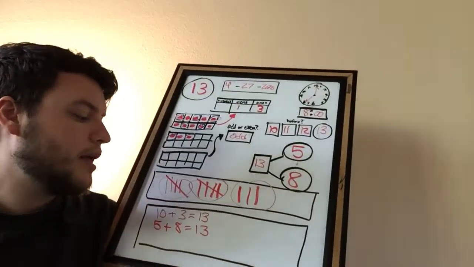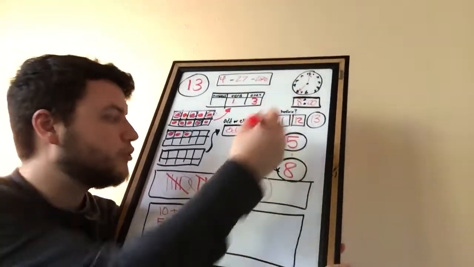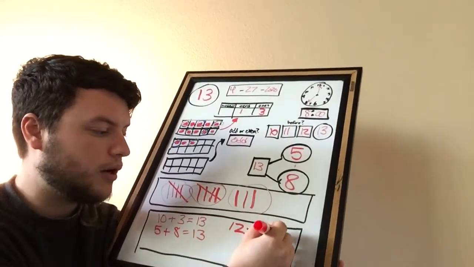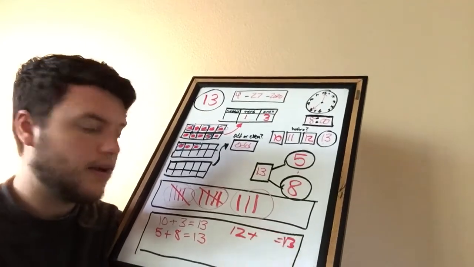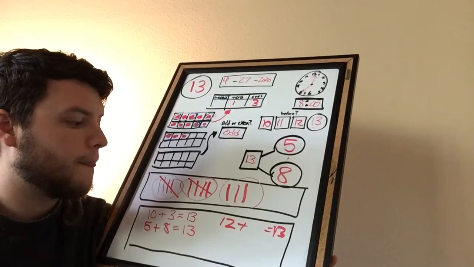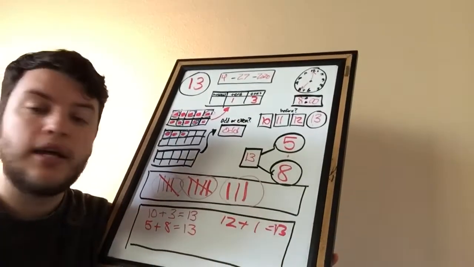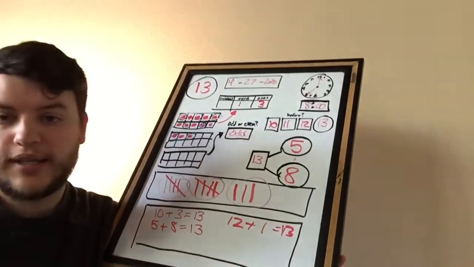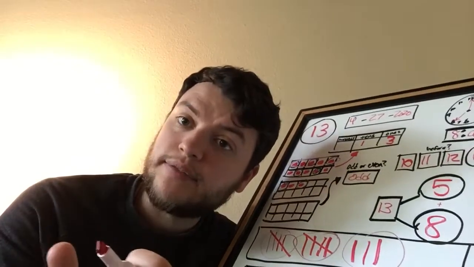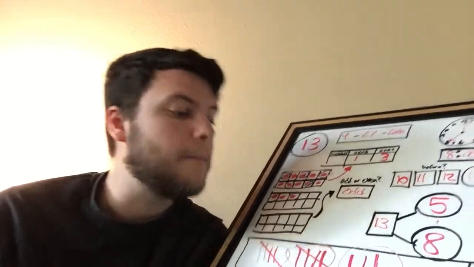Let's go with the number 12. 12 plus how many more gets me to 13? How many more do I need to get from 12 to 13? That's right. Just one more. So 12 plus one more gets me to 13. I just came up with 3 for us. I'm going to leave the rest for you. There's many, many, many more. All right. That is our Math Monday lesson for today.